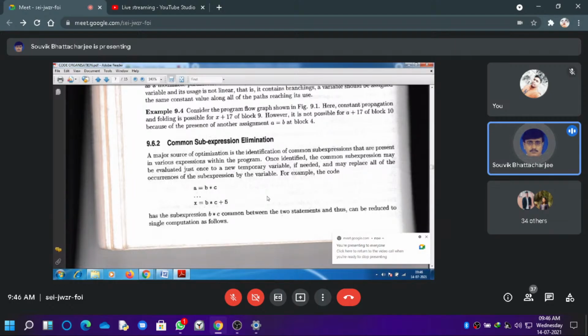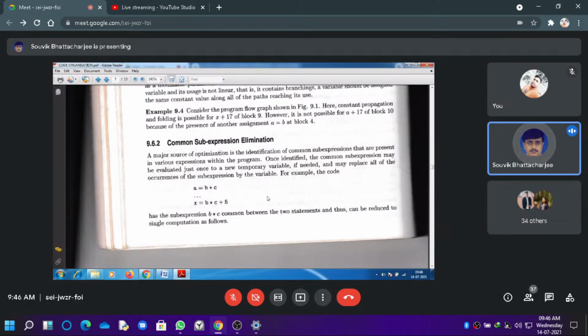Then what can you do? Suppose temp assigns to B star C. Now X assigns to temp plus 5. This way, you can do these things. That is a single computation. That computation is not at all required.